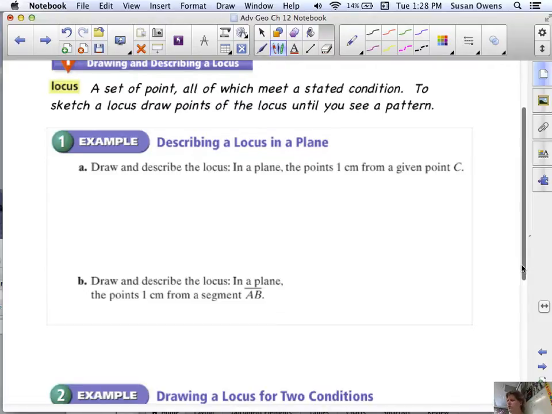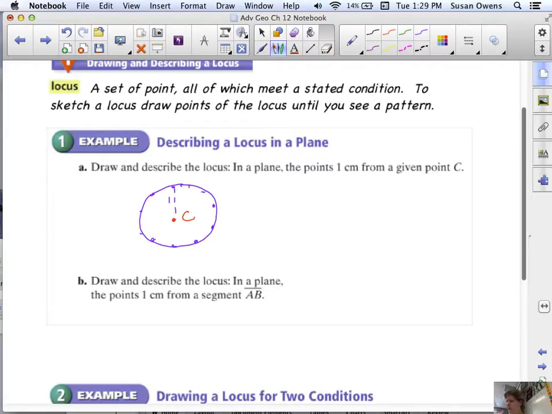So the first one we have is draw and describe the locus in a plane, the points 1 centimeter from a given point C. So I'm going to draw a point C. And then what I'll do is I'll draw all the points 1 centimeter away. You don't have to get out a ruler and measure it. So these are all about 1 centimeter away. And pretty quick you can see what we're going to get is a circle. So once you get an idea of your locus, you just draw it. And then I'll put a little 1 centimeter right there, to show that the radius is 1.